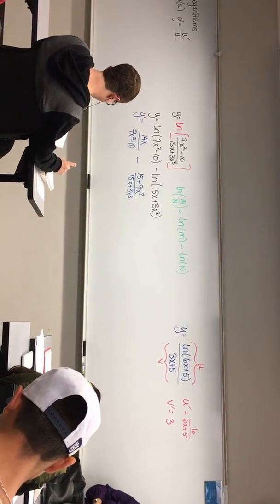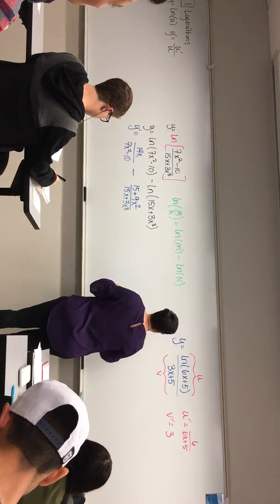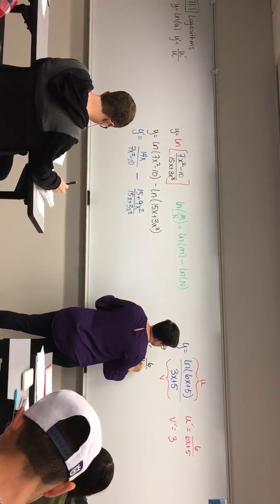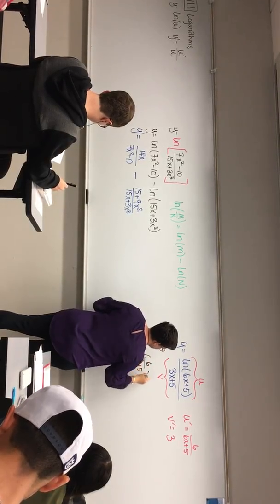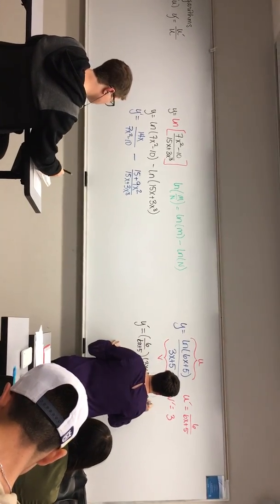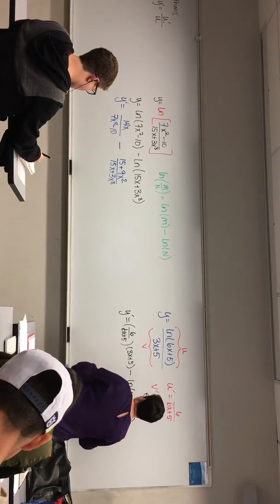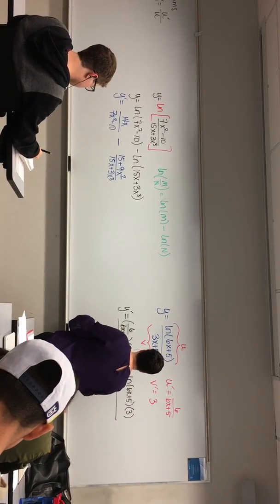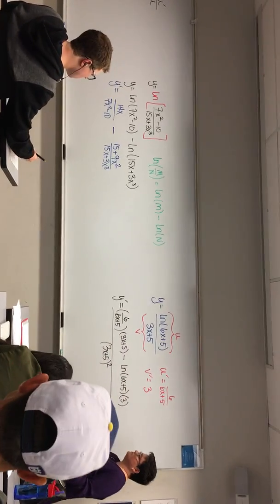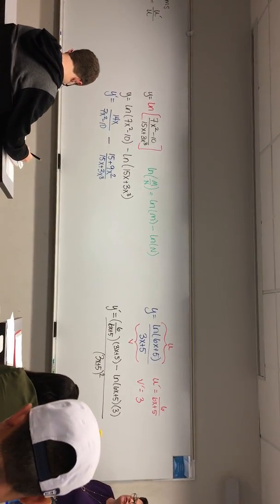Is everyone okay with this? Yeah. So now what's my derivative? Use the quotient rule: u prime times v minus u times v prime all over v squared. And that's just because there's only a natural log on the top. So you have to treat it like its own function.